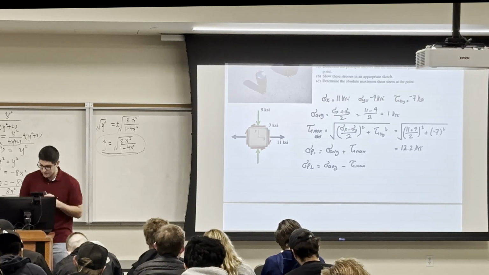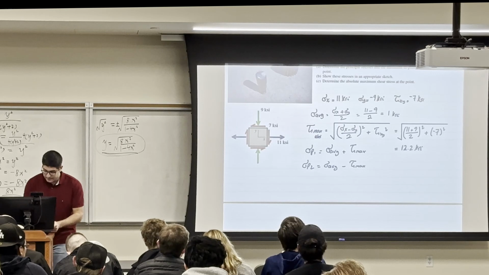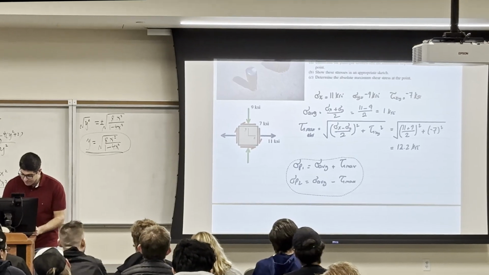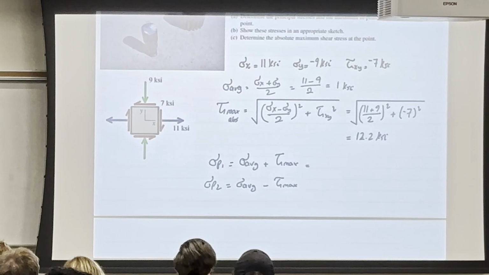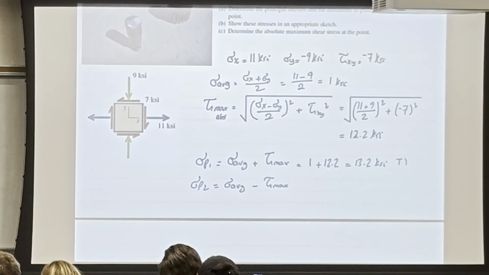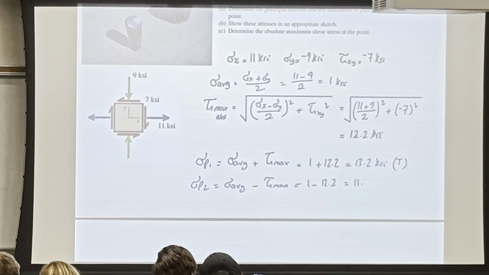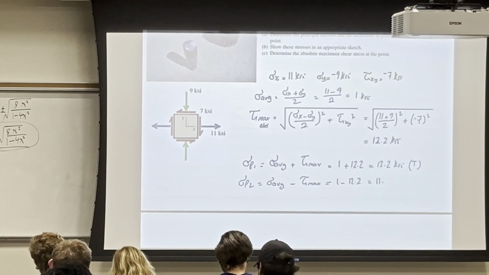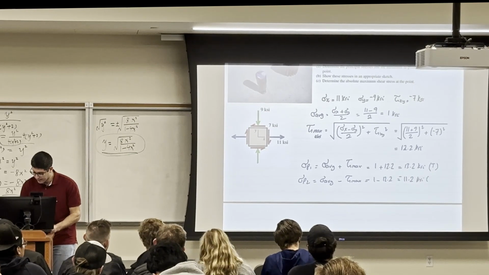I'm going to write ABS here, and just basically substitute in the sigma P1 and sigma P2 equation. So I'm going to get the sigma average is 1 plus 12.2 KSI, so that's 13.2 KSI, and now it's in tension. The bottom equation, I have 1 minus 12.2, which is minus 11.2 KSI. And that's minus KSI and it's compression.